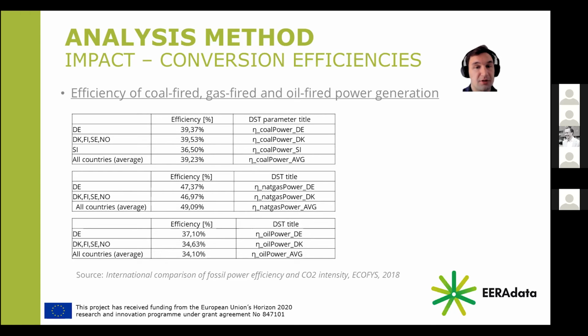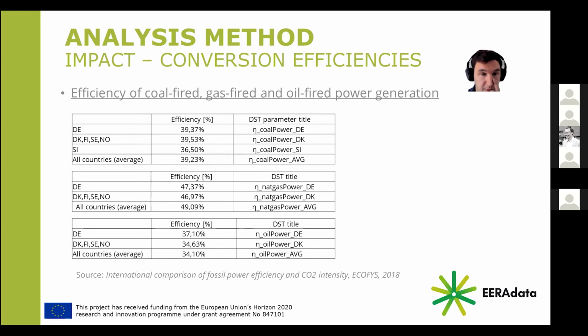This is the presentation of factors that we use for conversion efficiencies for the major sources from fossil fuels, which are coal-based, natural gas-based, and oil-based. As you can see, the efficiencies move in the range from 34 to almost 50% for natural gas, which is the most efficient. And there are also some differences depending on where you're located in Europe.